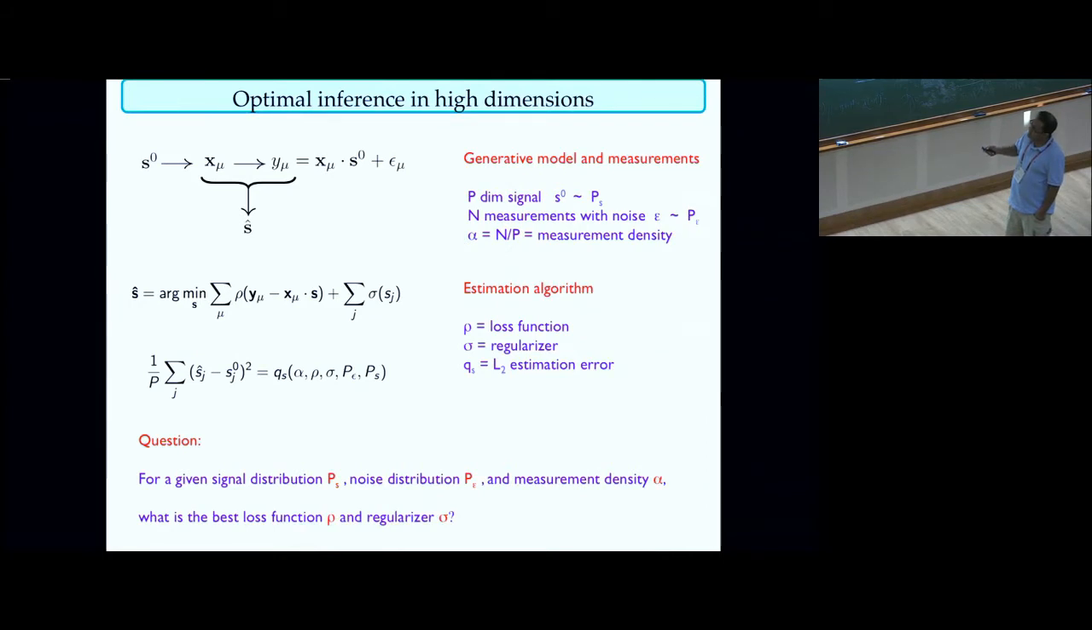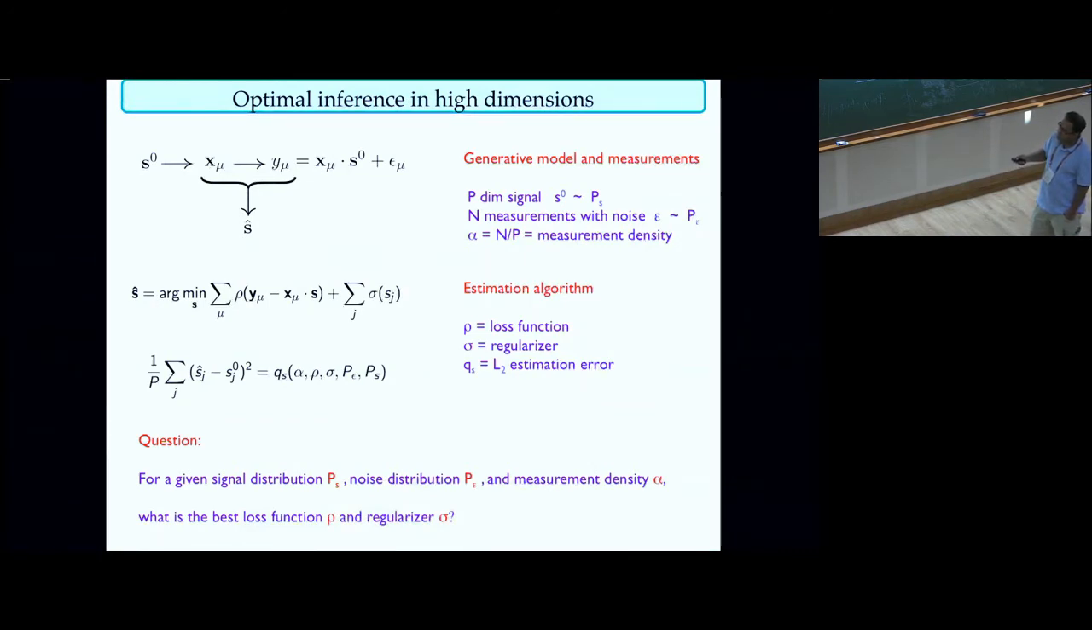And you get to take n measurements, okay? And the noise is, again, IID across your measurements, but it comes from some noise distribution. A critical parameter is, of course, your measurement density. What is the ratio of the number of measurements to the number of unknowns that you'd like to estimate? Okay, so this is the generative model for your data. And now the question is, how do you go from your data to an estimate S hat? Well, a very classical method of doing this in statistics is called an M estimator.